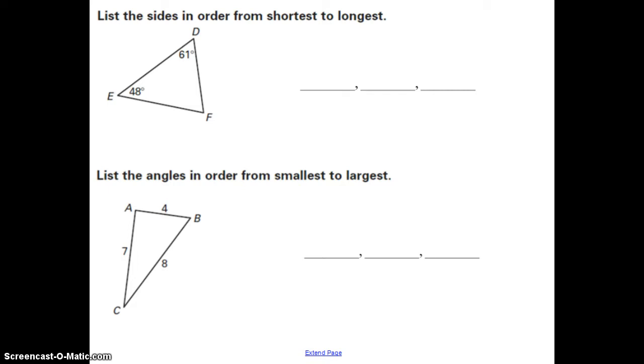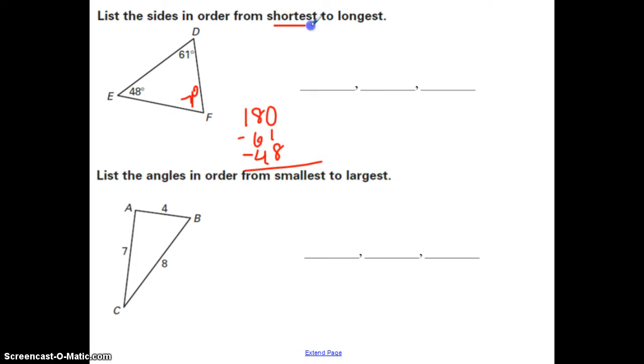Here are just some examples of problems that we can have given these two theorems. This one, we're given a triangle with two angles, and we need to list the sides in order from shortest to longest. Now, in order to do that, we need to know the measures of all three angles. So the first thing we're going to do is find this missing angle that we don't know. Now, we've all learned before that the three angles in a triangle have to add up to 180. So if we take 180 and then we subtract 61 and 48, then we're left with 71 degrees. Okay. So we have 71 degrees, 61, and 48.